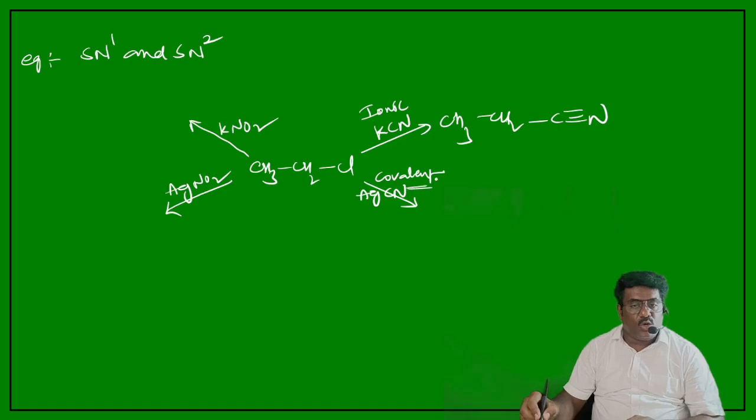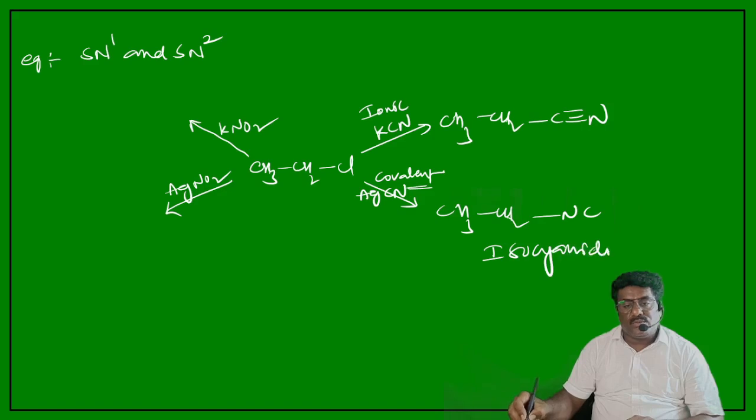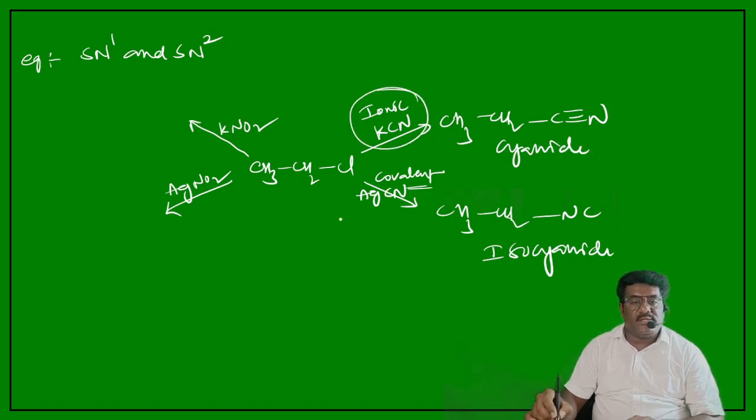AgCN is covalent. It gives CH3CH2NC. It gives isocyanides. Whereas potassium cyanide, which is ionic in nature, gives cyanides. Silver cyanide is covalent in nature.